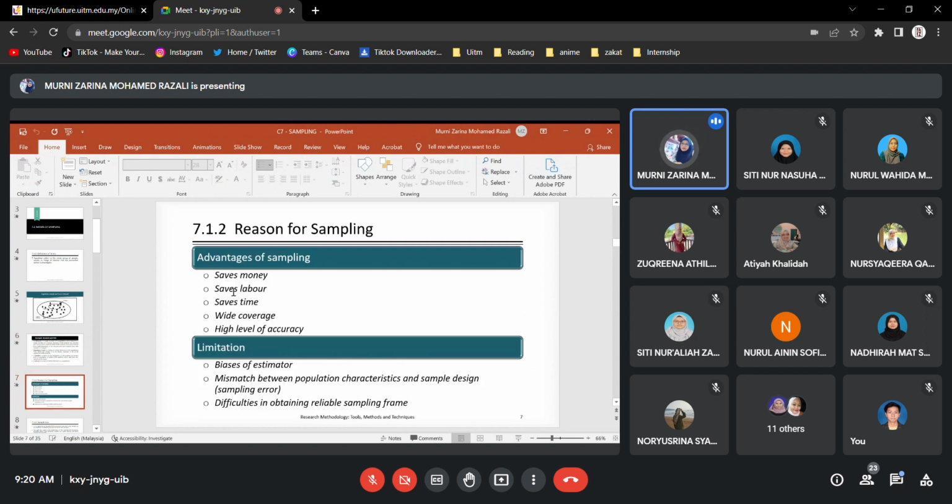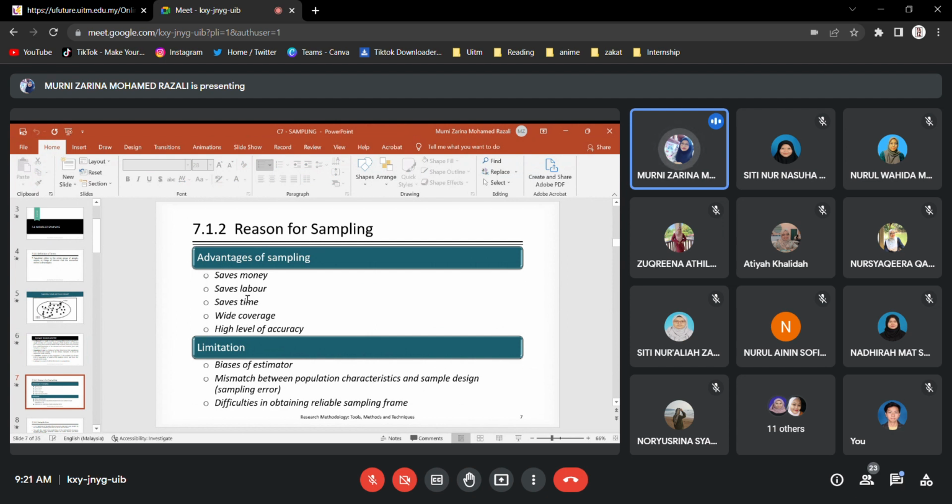So basically why we do sampling, because sampling can offer us a few advantages, including it save money, save labor, save time, wide coverage and high level of accuracy. However, the limitation of sampling including there is also a possibility of biases and then mismatch between population characteristic and sample design. And that's what we call as sampling error. Maknanya cara you ambil sampel tu mungkin akan berlakunya kesilapan contohnya lah. Okay, and then difficulties in obtaining reliable sampling frame lah. Maksudnya kalau kita nak betul-betul ambil sampel yang bagus tu kadang-kadang tu is quite challenging juga. So it would be the disadvantage in sampling.